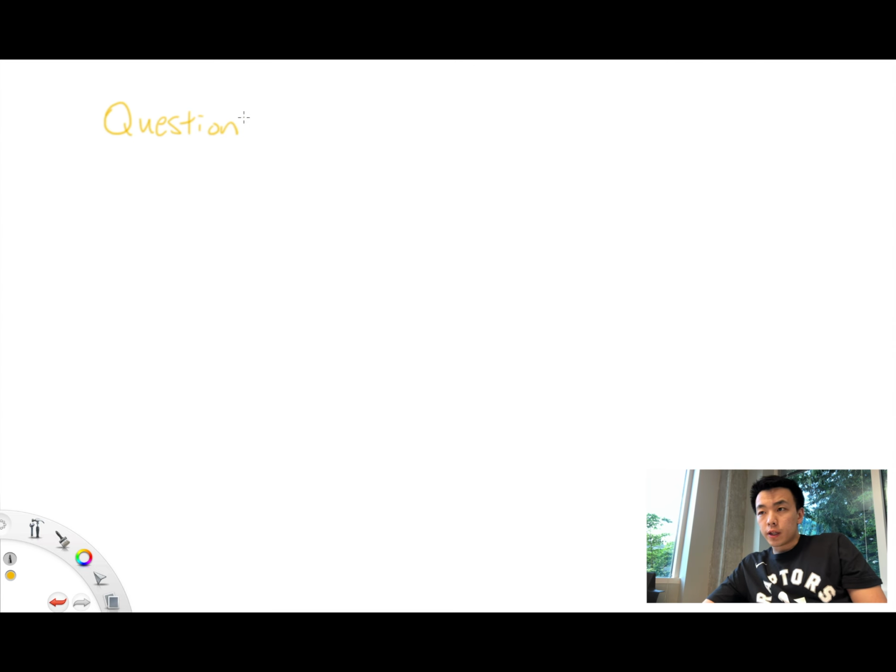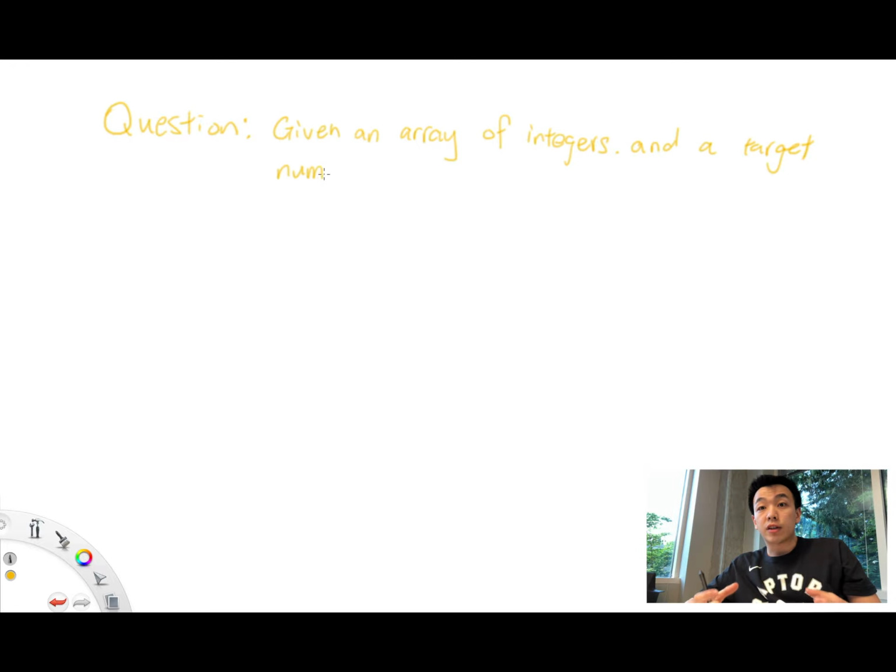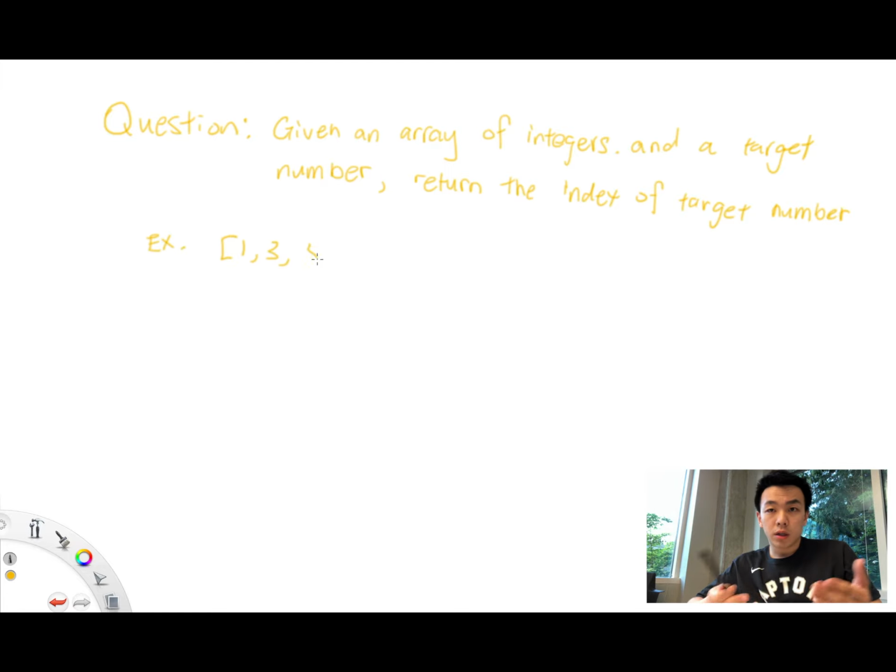So the question I give candidates is: given an array of integers and a target number, find the target number, like where in the array, what index does it live. So here's the example. Obviously the target number is 7, so the index is 3. So this is what I'm looking for.